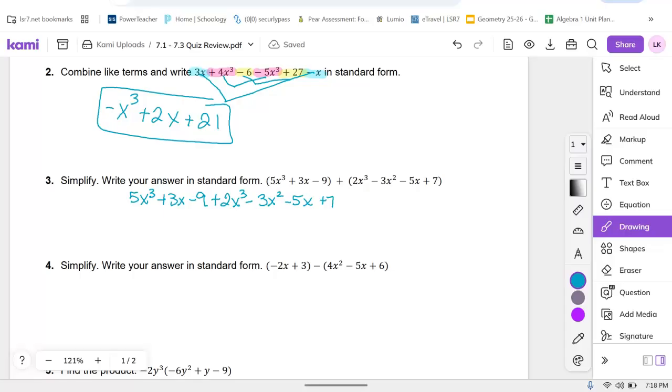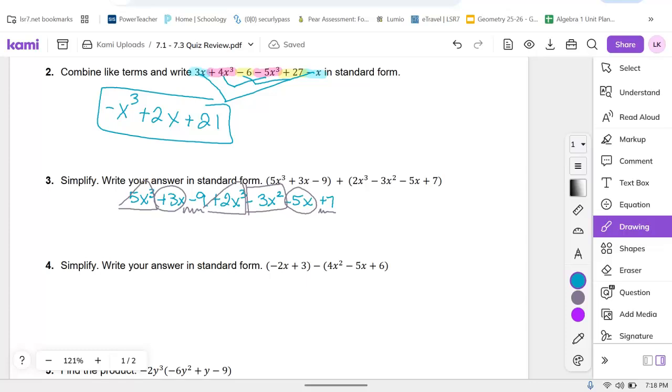Combine like terms. So again, this time I have 5x cubed. Going to look, yep, and there's 2x cubed. I have 3x, negative 5x. I have negative 9 and 7, and then I have just a negative 3x squared.